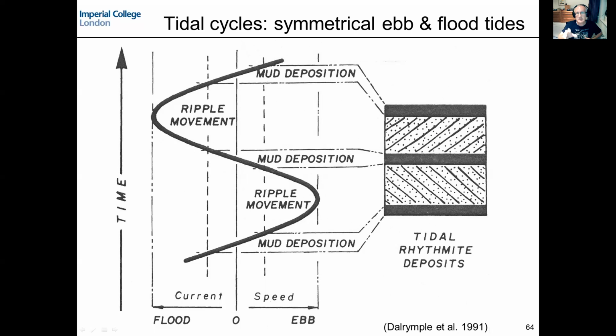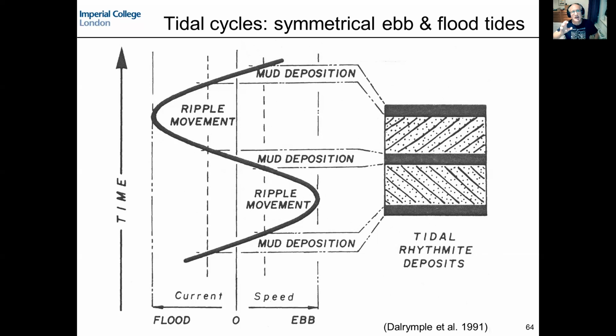So this is the basic pattern. We have this regular interbedding of mud and sand, recording these variations in the strength of the velocity, and we have two current directions which are opposed to each other. One is offshore, one is onshore. Those two things are the characteristic features of tides.